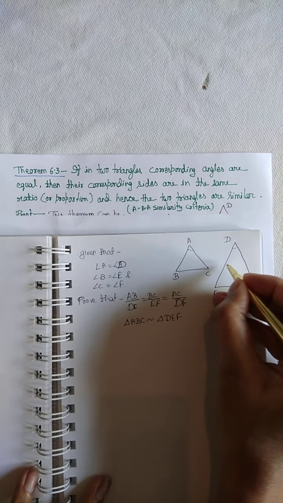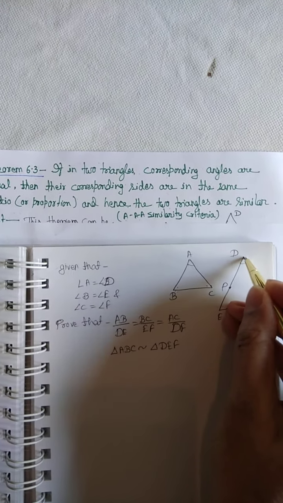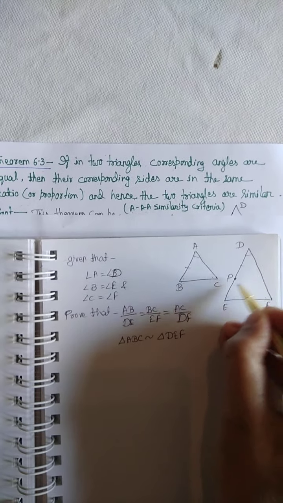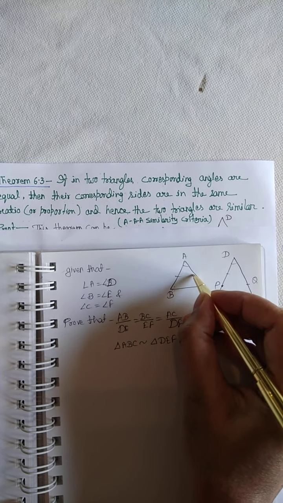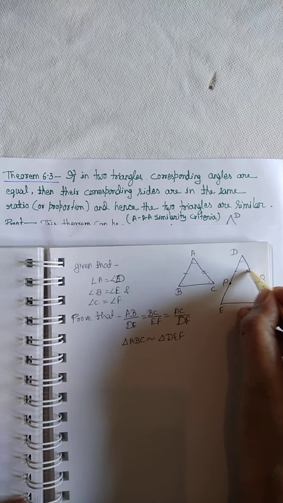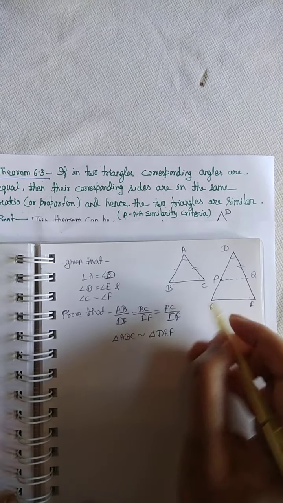So for that we will put a point P on line DE as AB equals DP, and Q on line DF as AC equals DQ, and we join PQ. So this is the construction.